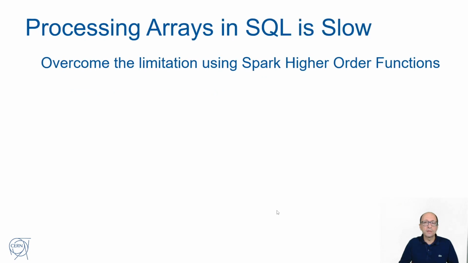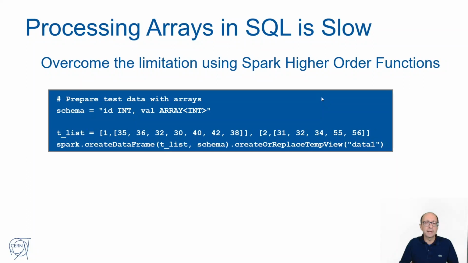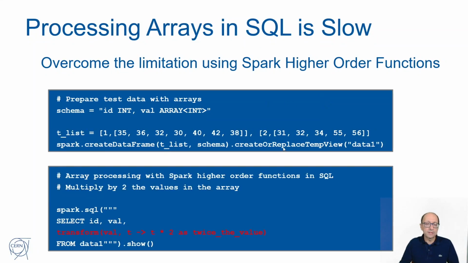So we can do some processing. In particular, there are some array functions in Spark, but here I want to mention the Spark higher order functions that allow us to do some complex computations. For example, let's say we want to multiply by 2 all the values in the arrays. We can do that using a transformation where we transform all the values into twice the value using this type of syntax.